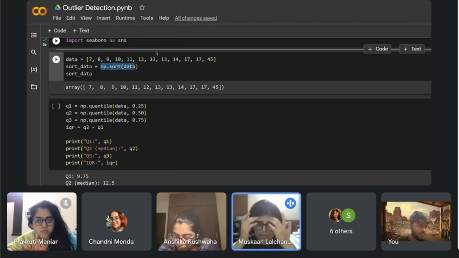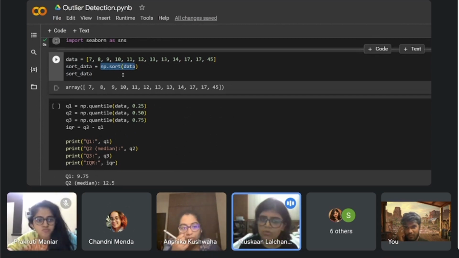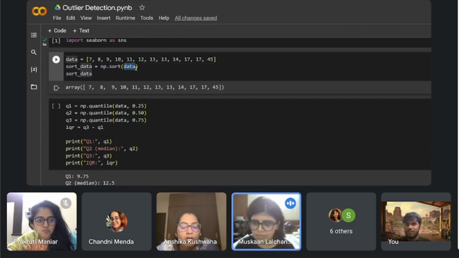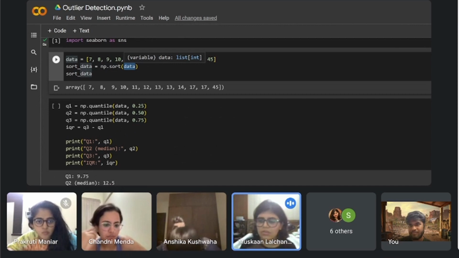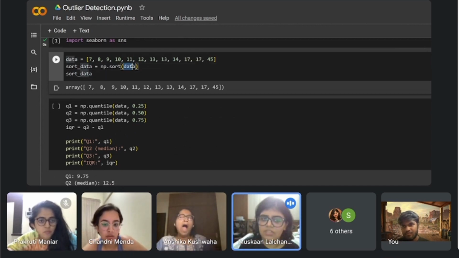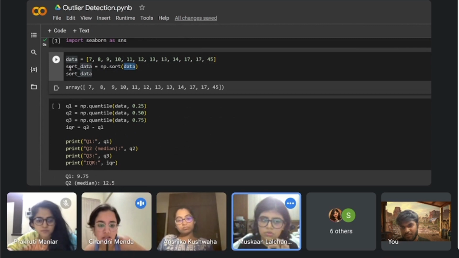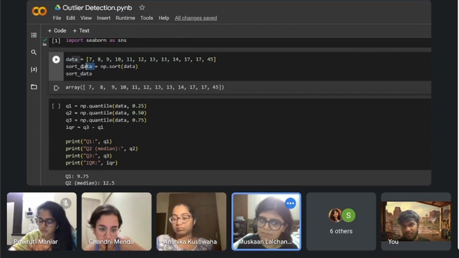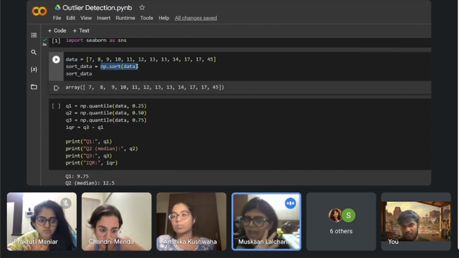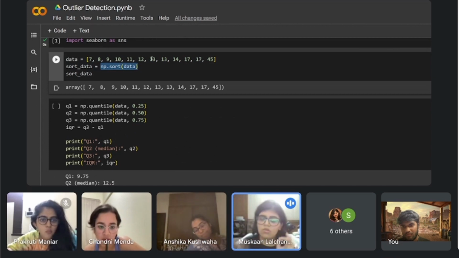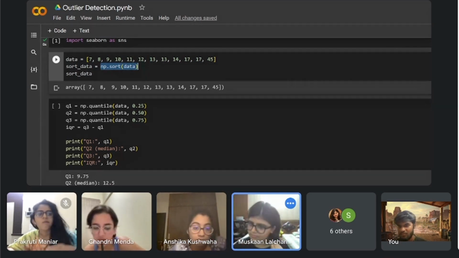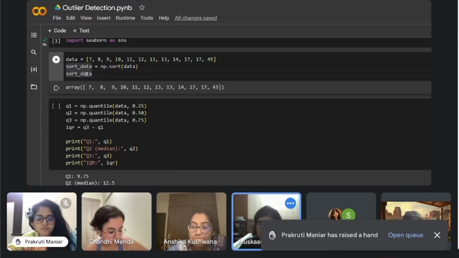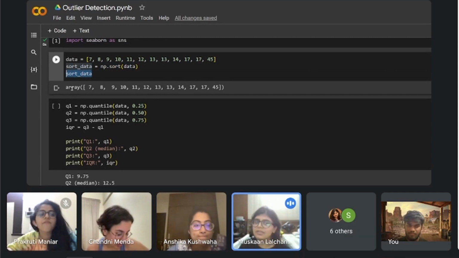I am commanding the program to sort this variable. Okay, variable makes sense. X is equal to 10 means X has a value of 10. So my data has a value of these 12 numbers. So what does sort data mean? Sort data means whatever data the NP library has sorted. Understood. So now sort underscore data has stored the value of the ascending order data. And writing only sort data means you want the program to print it.